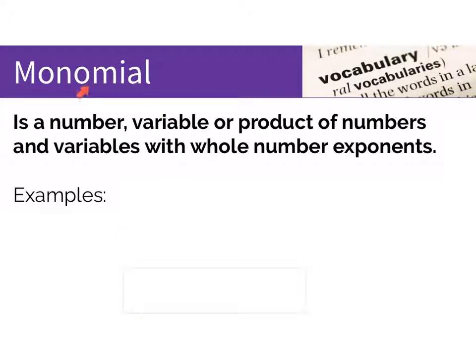Now, a monomial is a special kind of polynomial. A monomial is when you have a single term. It's a number, a variable, or a product of numbers and variables with whole number exponents. So let's look at some examples. For example, we could have 5x squared. That's a monomial. It's got a number out front called a coefficient. It has an exponent and it has a variable. We could even have something as simple as the number 8. That's an example of a monomial also. It's just a single term, just a single expression there.